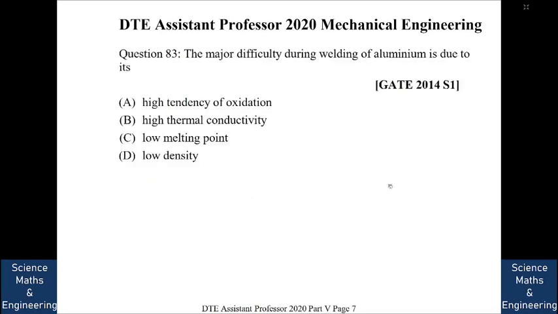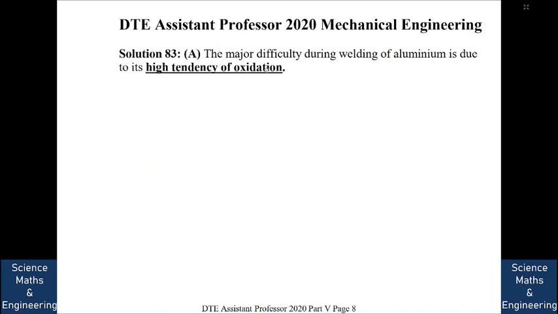Next question. The major difficulty during welding of aluminium is due to... so the answer is, see, the major difficulty during welding of aluminum is due to its high tendency to oxidation. So it becomes aluminum oxide, so we find it much more difficult for welding. So we can use some inert gases so that it doesn't form aluminum oxide.